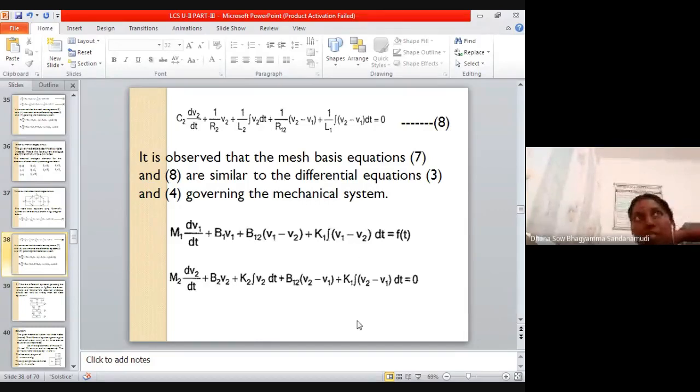In this slide, you can compare equation number 8 with equation number 4. This is equation number 4. So C2 dV2/dt and M2 dV2/dt are similar. 1 by R2 V2 and B2 V2, 1 by L2 integral of V2 dt and K2 integral of V2 dt. 1 by R12 (V2 minus V1) and B1 (V2 minus V1), 1 by L1 integral of (V2 minus V1) dt and K1 integral of (V2 minus V1) dt, equal to 0.